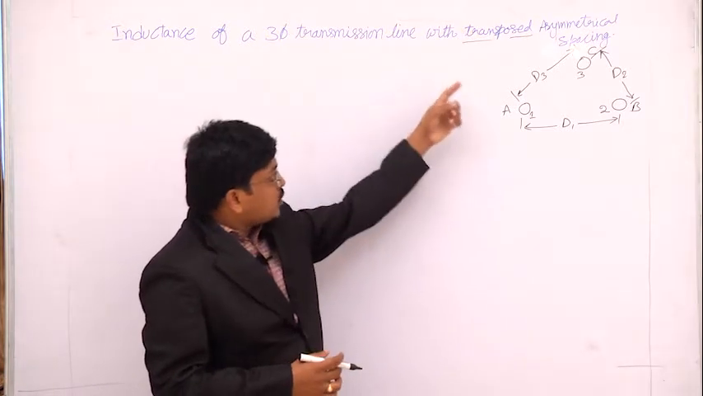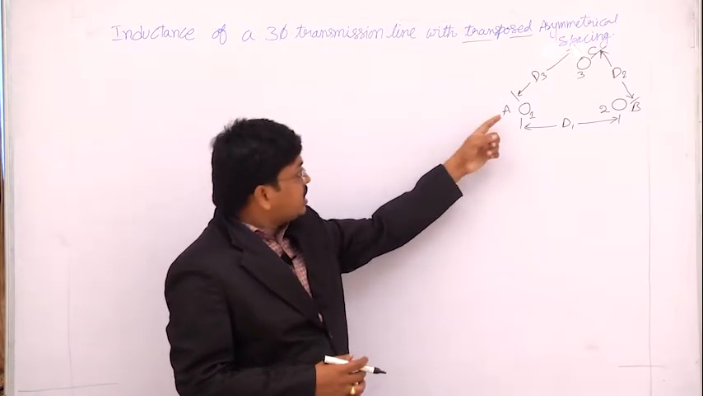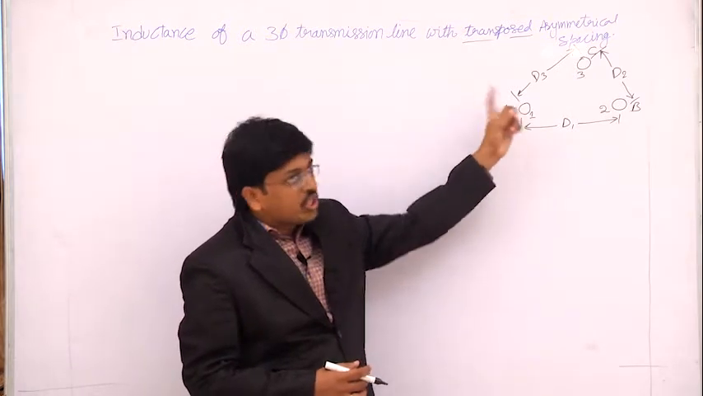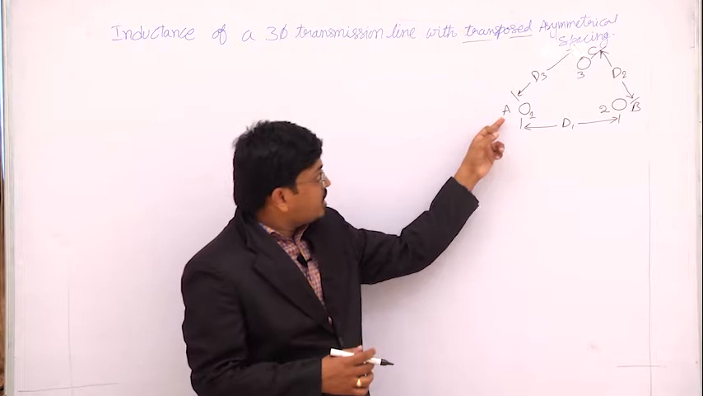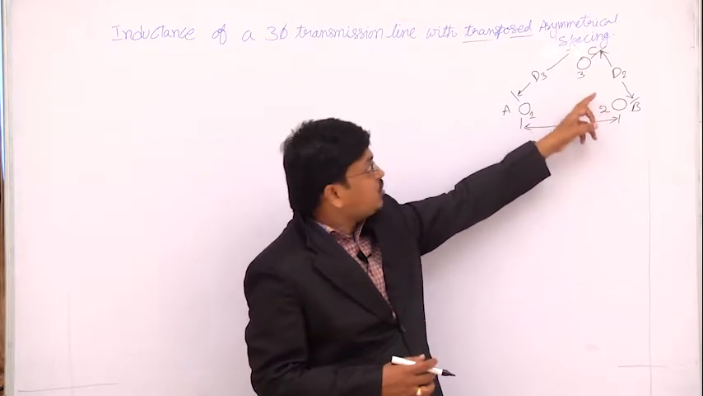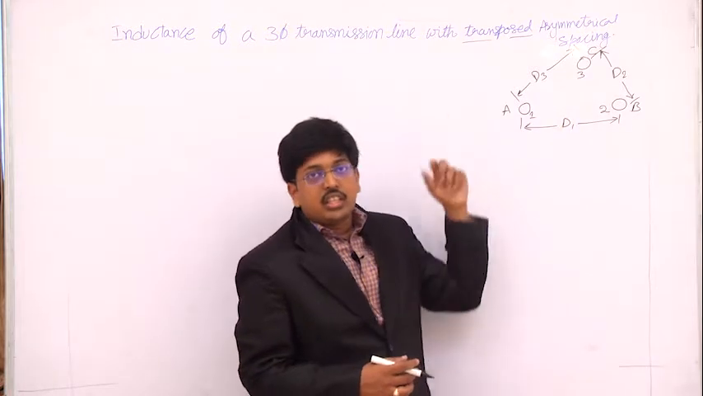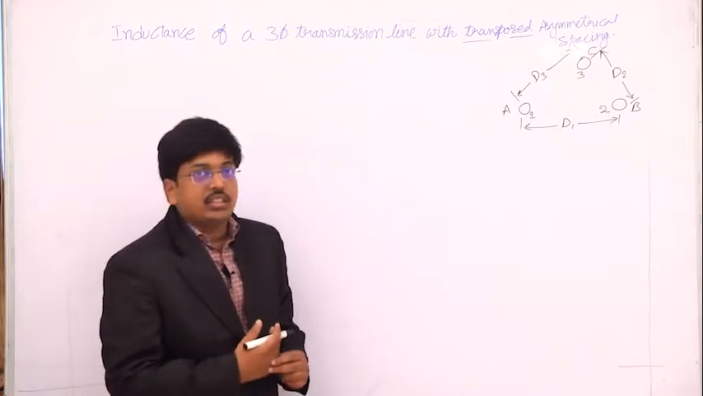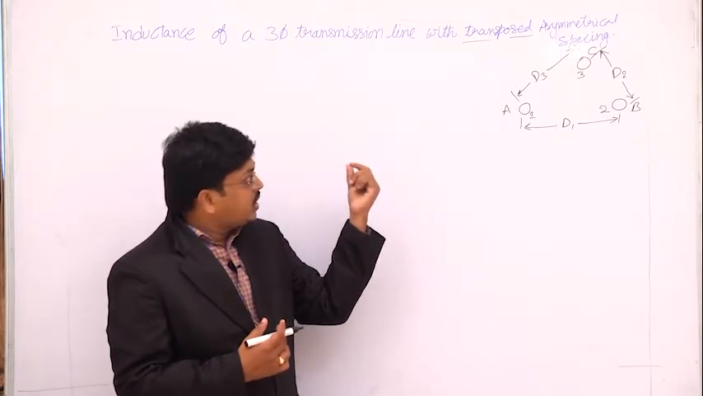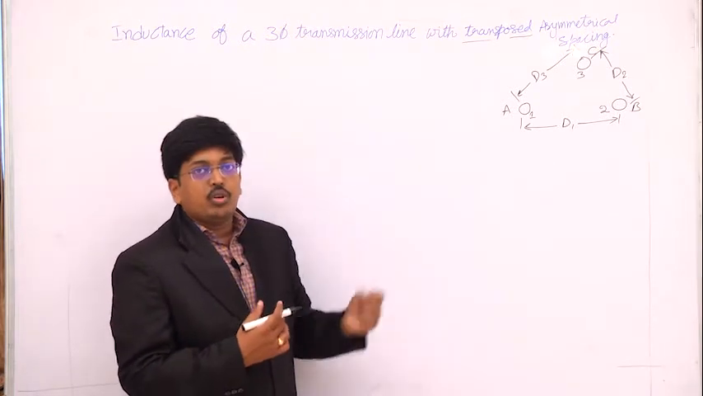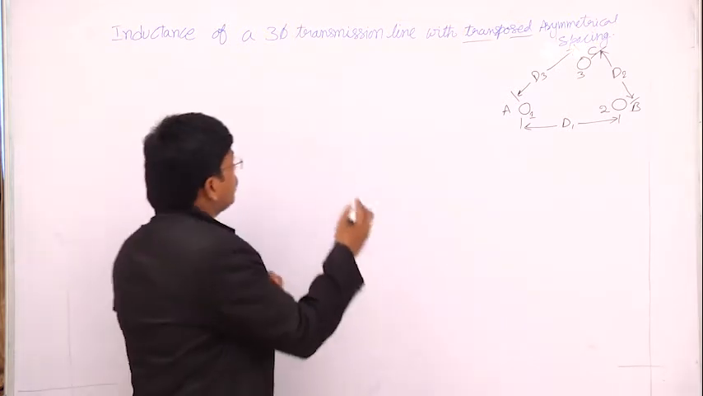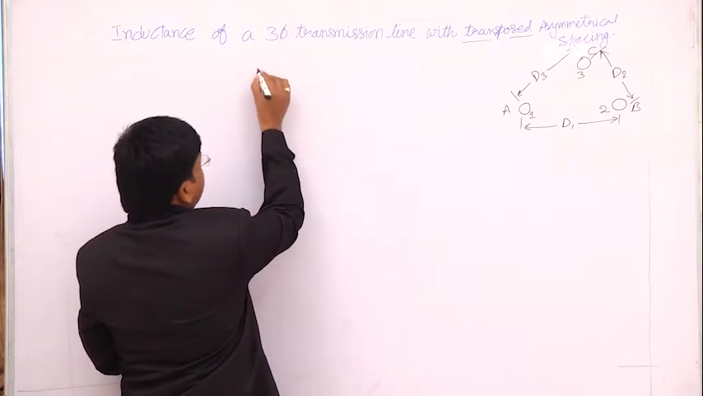In transposition, what we change is that each phase will occupy all three positions. That is, conductor phase A will occupy position 1 as well as position 2 as well as position 3 in the entire transmission line length. So each phase conductor in each position occupies about 1/3 of the total transmission line length. Okay, so let me draw this diagram.